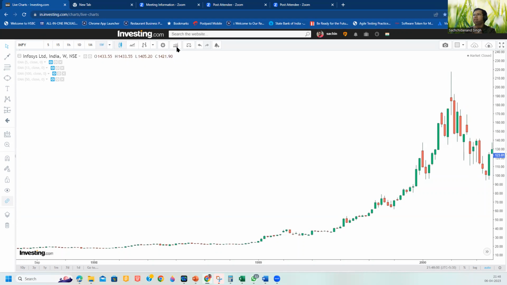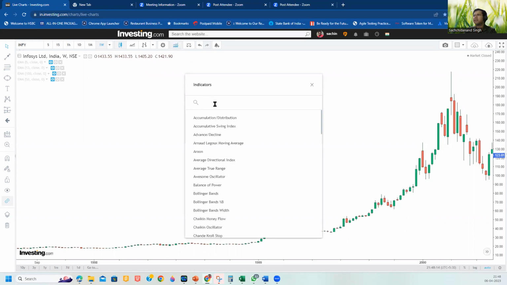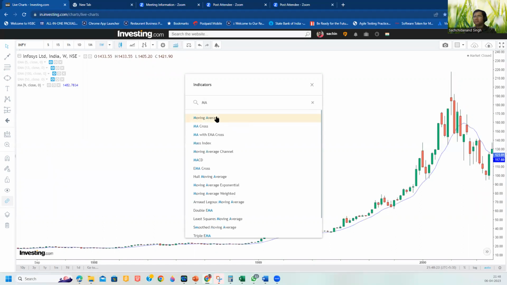Here, if you look at the middle of the screen and hover the mouse, it will say indicator. If you click on this icon, it will give you a drop down named indicator. Here you need to simply type MA, the short form of moving average. If we select this one, that particular moving average will get added below the script name.